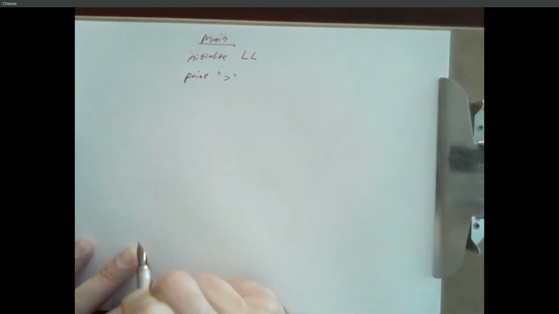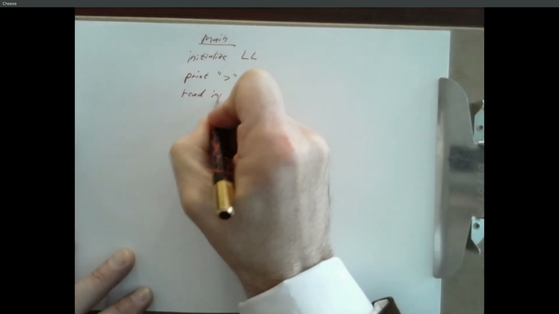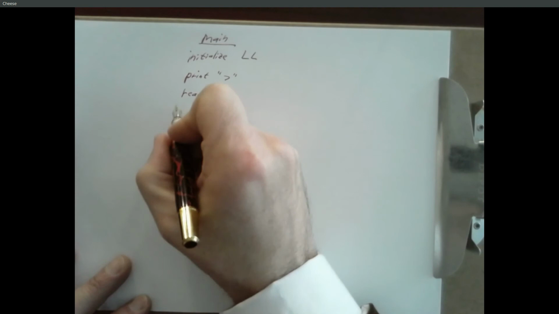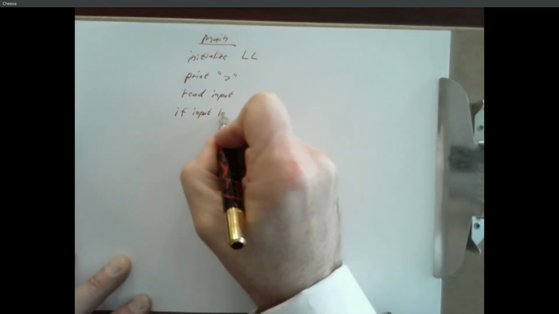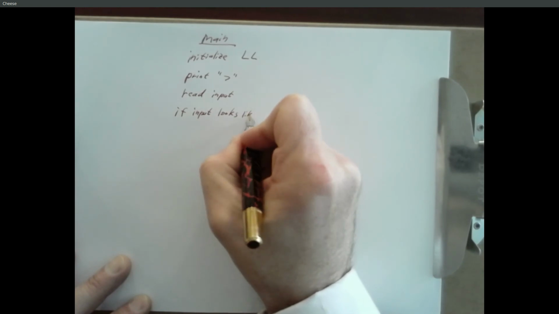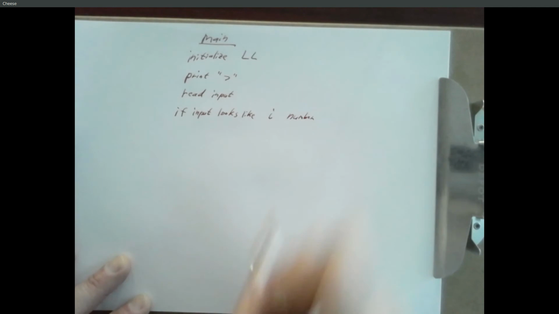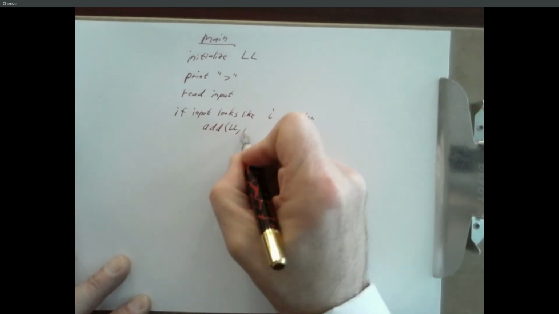And then print out a prompt, and then read a line of input. So that's an fgets call usually. And then we're going to do the following. If the input looks like I followed by some number, then we're going to say add linked list comma number.